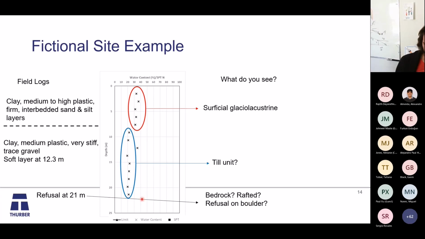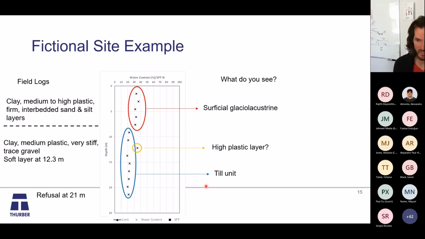And then this refusal. So they're auguring, what happened? Did I hit bedrock? It's about the depth I expected, a little deeper. Is it rafted? It's till. There's boulders. Do they refuse on a boulder? And I've got this outlier. Is that a high plastic layer?